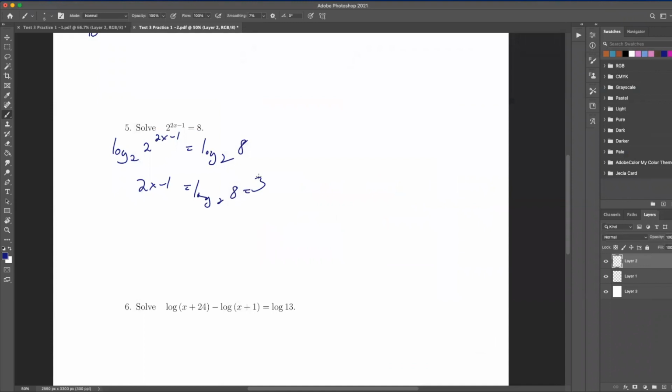Okay. So either way, what do we have? We have 2x minus 1 is equal to 3. And then we'll just solve it. So we'll have 2x is equal to 4. So that means x is equal to 2.